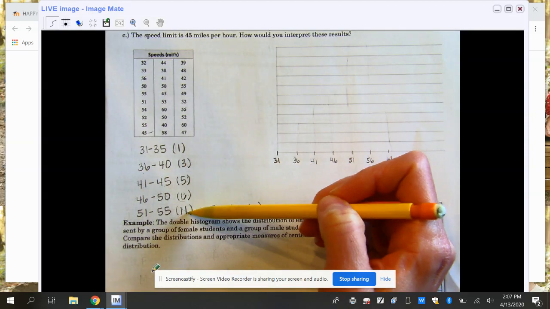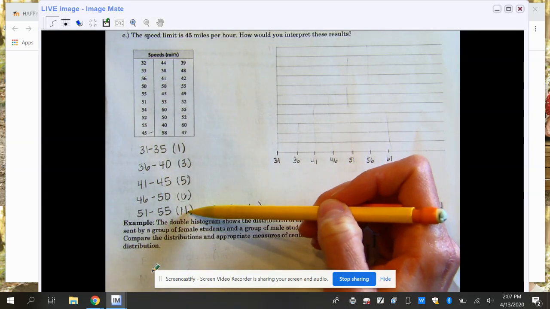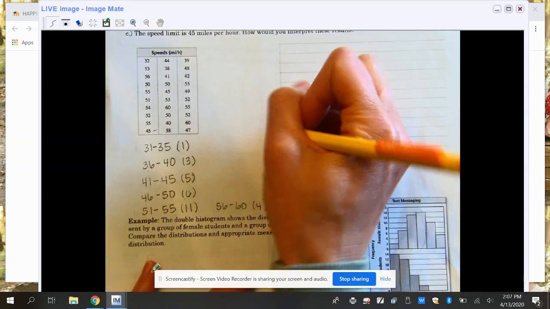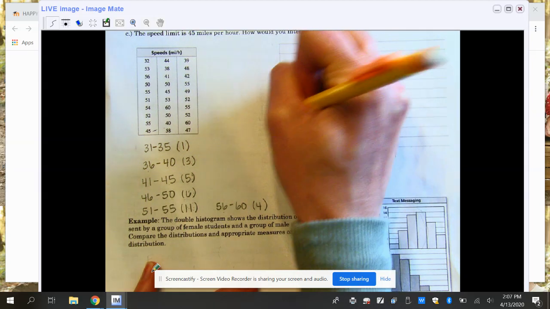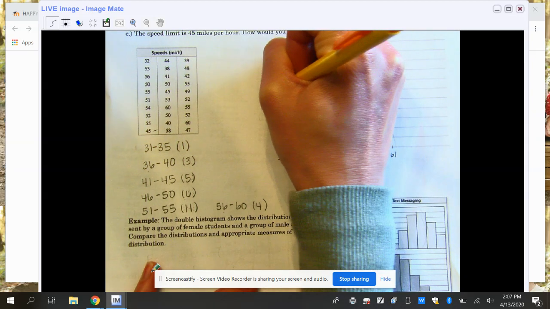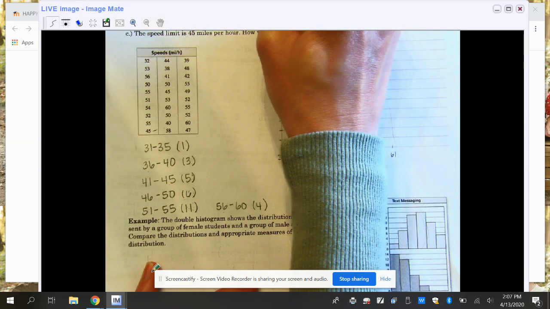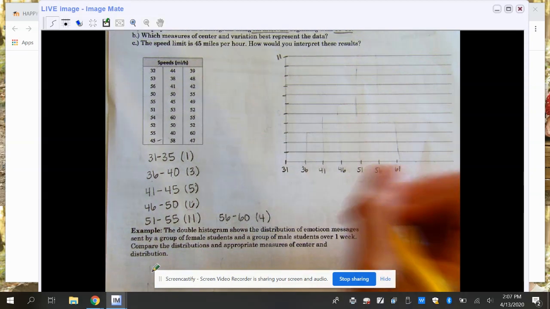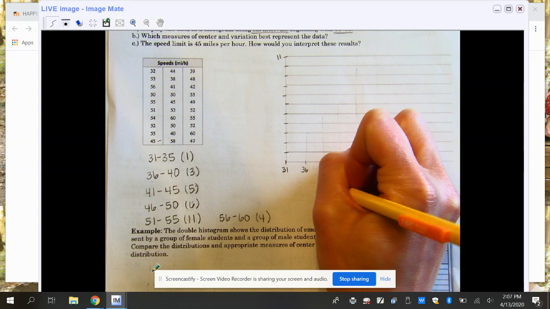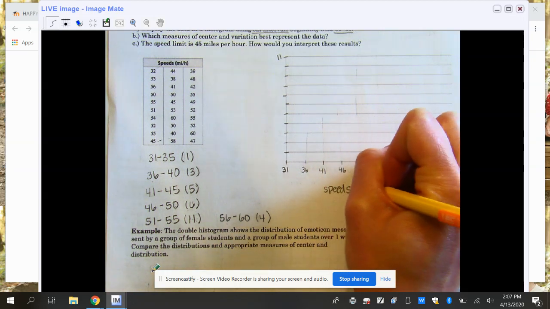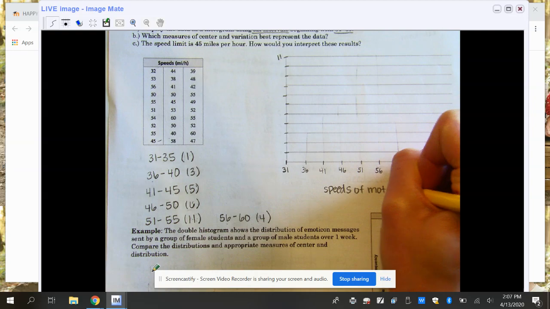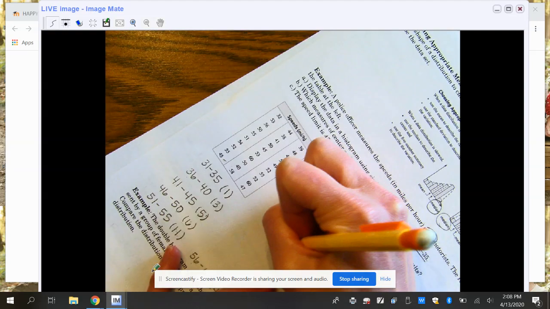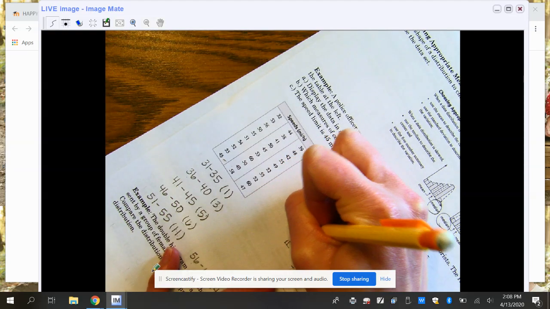And so then when I look at the frequencies, I see that the highest one is 11. So I should have enough space to just go up by 1. 1, 2, 3, 4. I do. All right, so that's good because that means I won't even have to estimate anything. All right, so let's label anything before we move on. So this is speeds of motorists in miles per hour. Okay, and then this is the frequency.